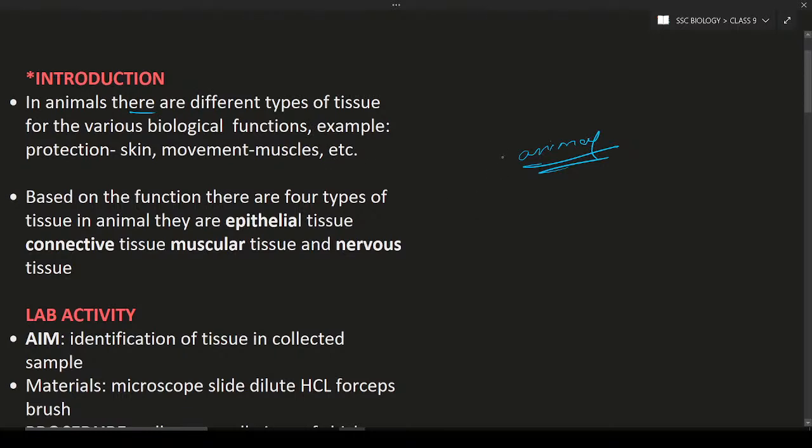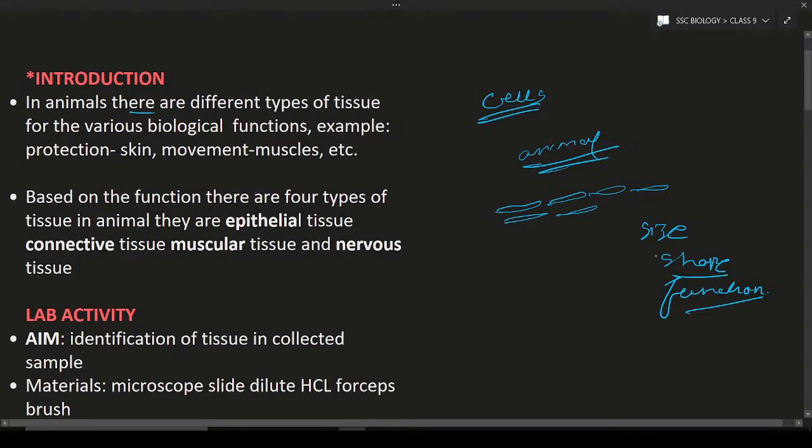First of all, what is meant by tissue? A tissue is a group of similar cells. For example, the heart tissue: all cells of the heart look similar. They have a similar shape, similar size, and similar function. That is known as heart tissue. The size is the same, the shape is the same, and the function is also the same.